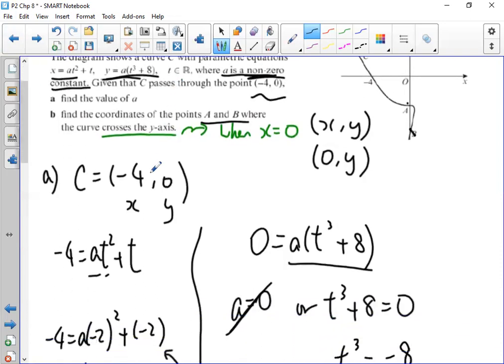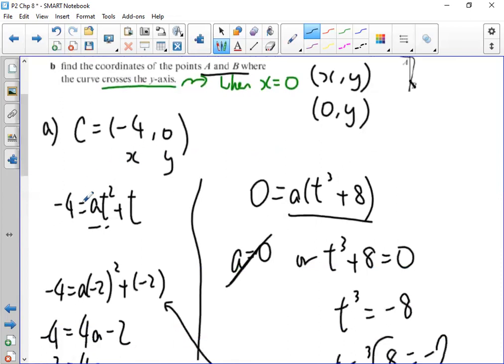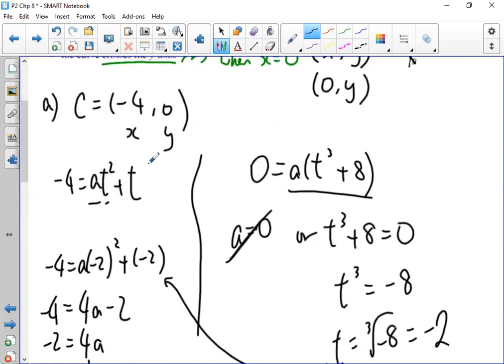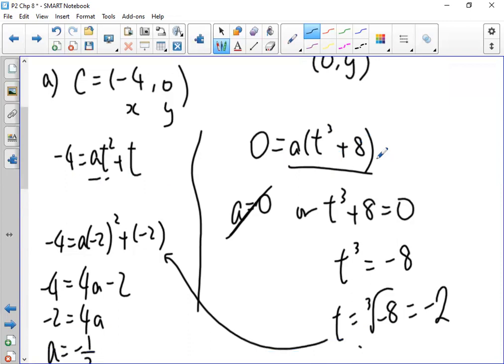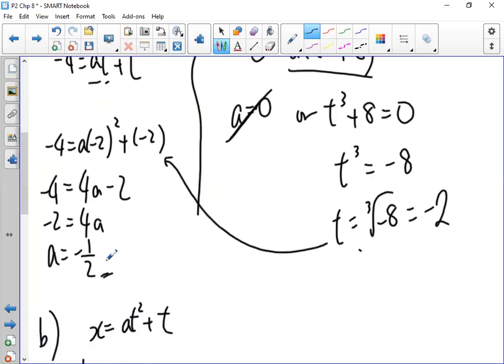In part A, if you want to find the value of a, you're given 1 point, minus 4, 0. Therefore, you sub in the point. That's the only thing you've got. So that's your x and y, and you sub into the x equation and y equation. If you approach a dead end in the x equation, then move on. If you can't go any further with that equation, move on to the next equation, the y equation, and you realize you found t equals minus 2. Okay, so I've learned something. Now, with the previous equation, I can move forward. With t equals minus 2, I get a equals minus a half.